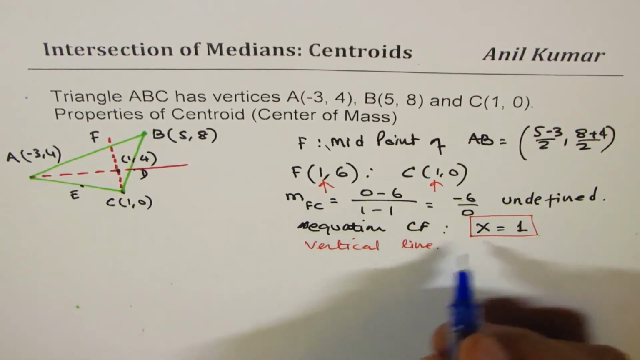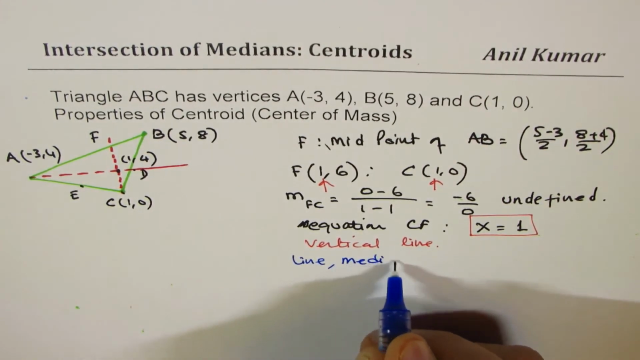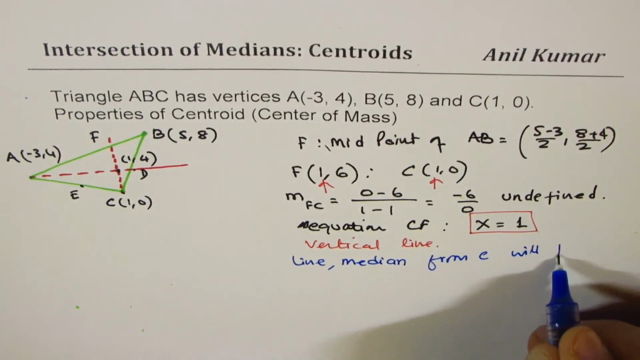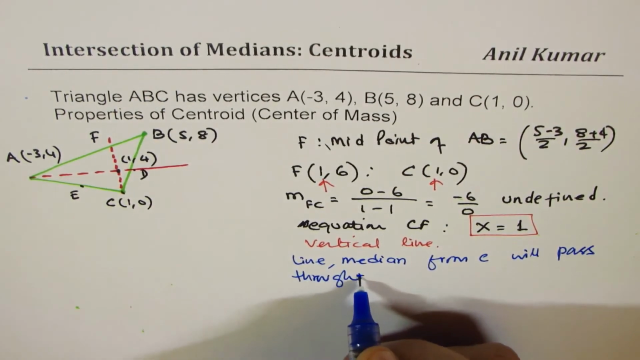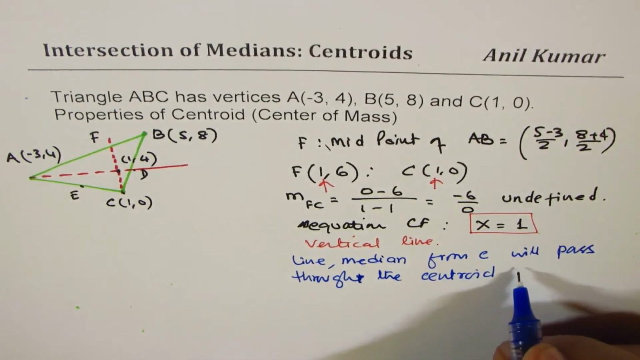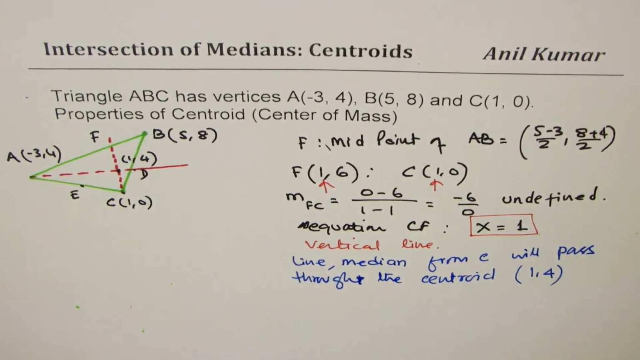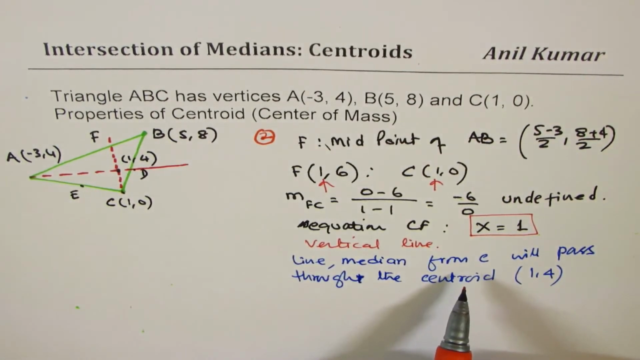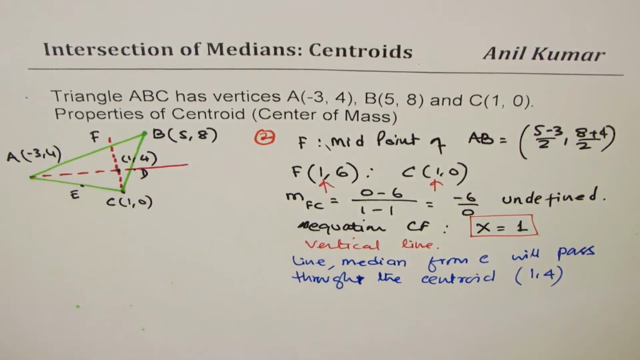As you can see, the line, which is the median from C, will pass through the centroid, which is (1, 4), correct? So we have shown part 2, that the median from the third vertex will also go through the point of intersection.